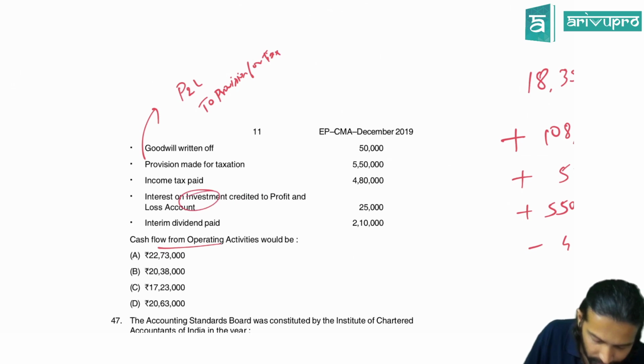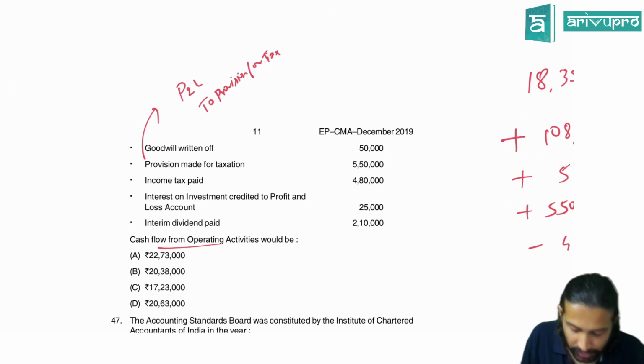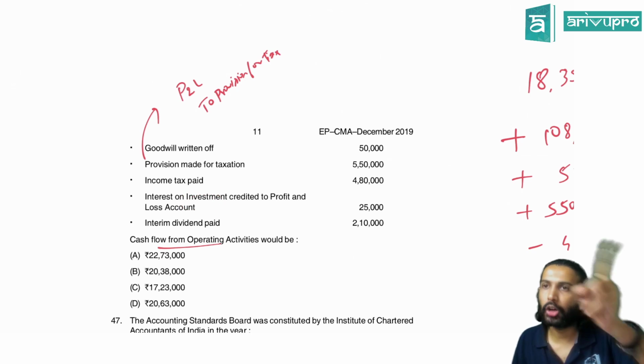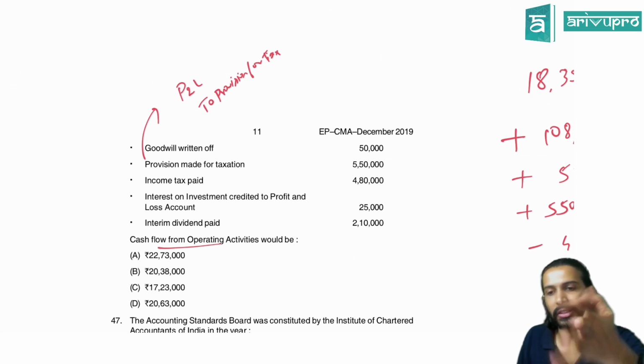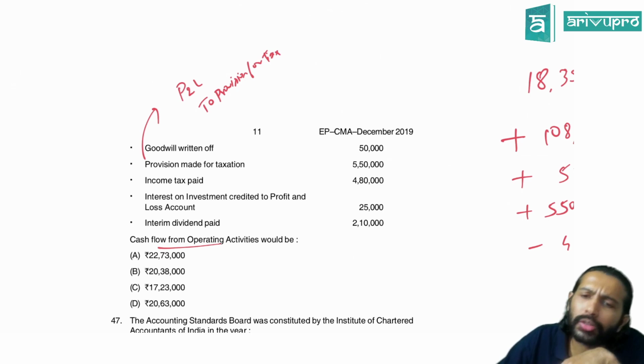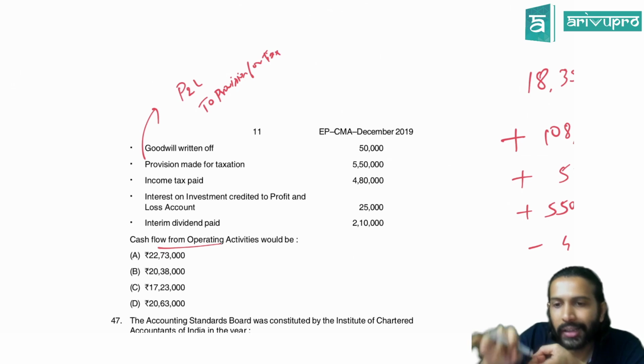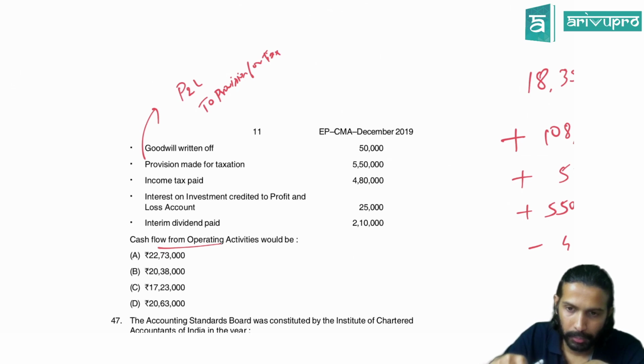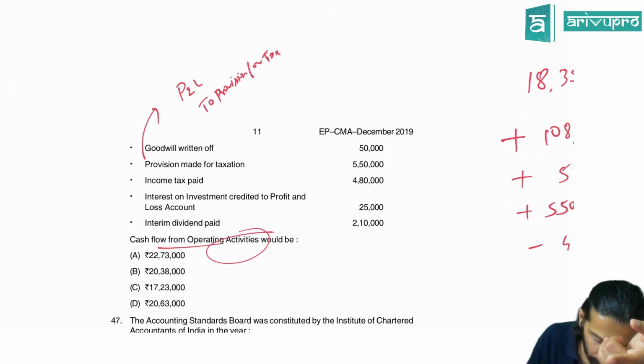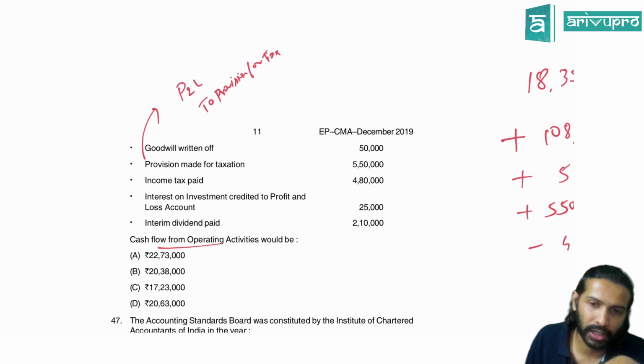But why do you receive interest? This is interest on investment. Because you purchased investment, you are receiving interest. Purchase of investment is what activity? Investment activity. That means interest received on investment also is what activity? Investing activity. But are we finding out investing cash flow or only operating cash flow? We're finding operating cash flow.